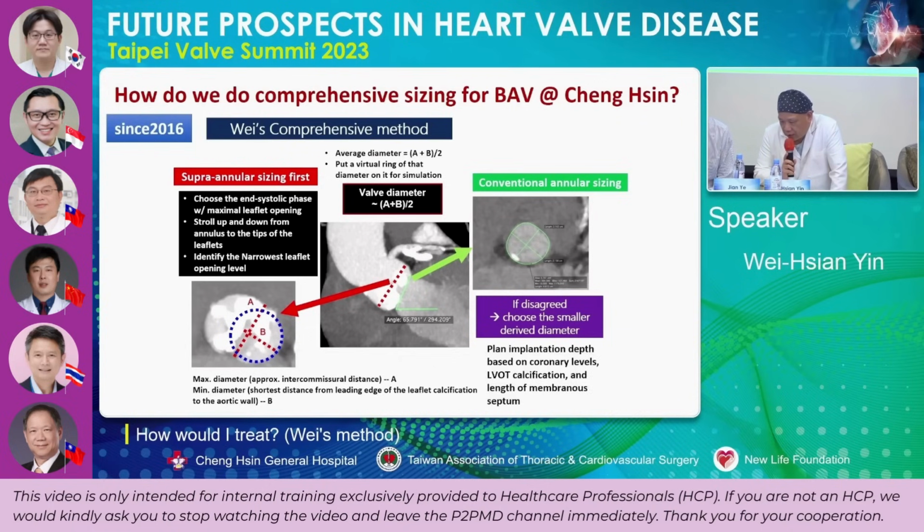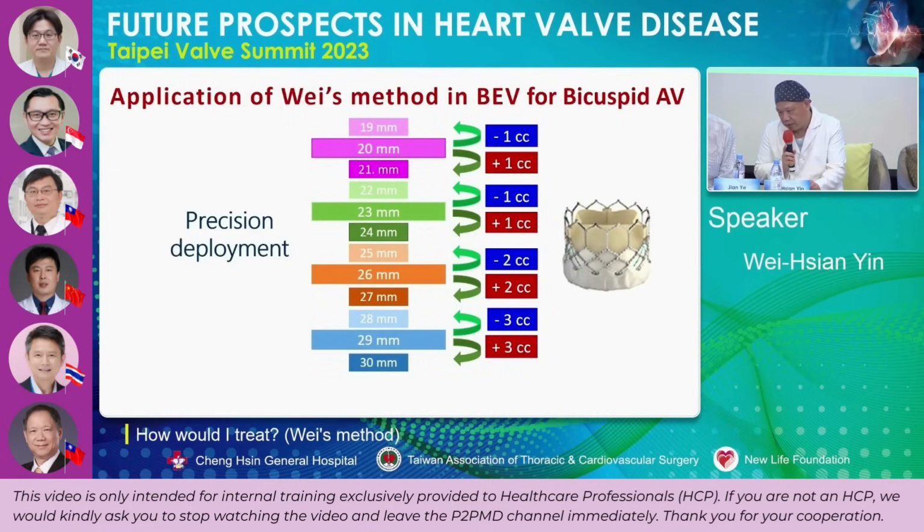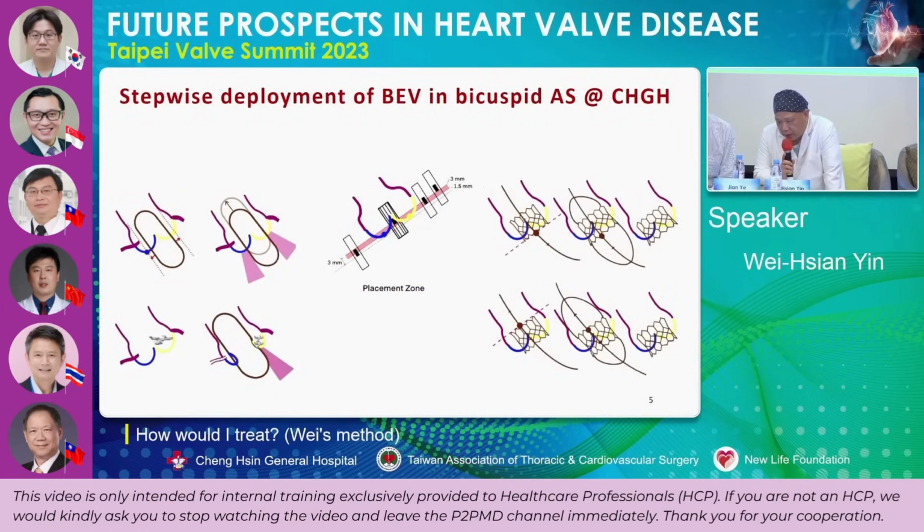Next, we will measure the membranous portion and see whether there is an LVOT calcification, and then determine the depth and the coronary takeoff. Then we determine the implantation depth. In this way, we think that we can have a minimum diameter for safe anchoring, not necessarily a final size, because in case there is still paravalvular leak after the valve anchoring, we will optimize the result by underfilling or overfilling the balloon. In some difficult or borderline cases, we will do balloon sizing as in the Zhejiang Hangzhou solution.